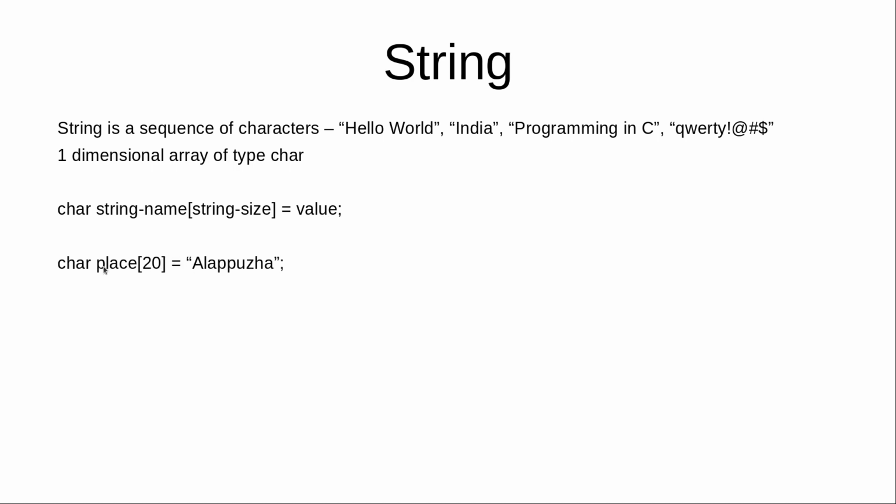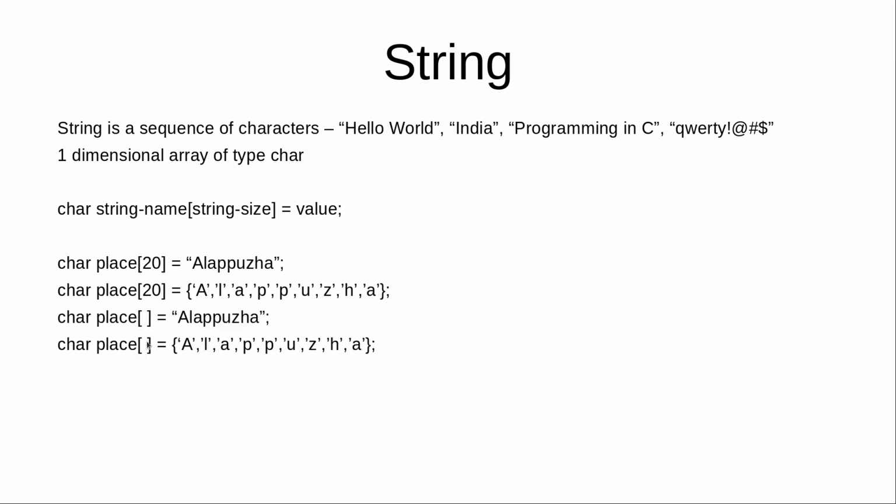Some of the examples are char place equal to "Alapura". Here we have written all the characters together within double quotes. Another way of representing is to have all these individual characters. We have used curly brackets and we are separating each of these individual characters with commas. These two examples are given to show that you can actually avoid the index. And this example is to show you that we can actually provide space within a string.